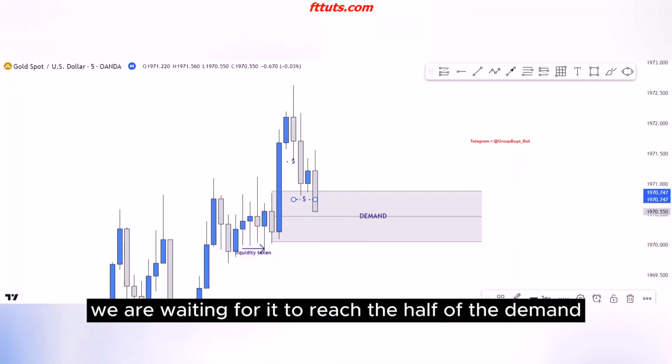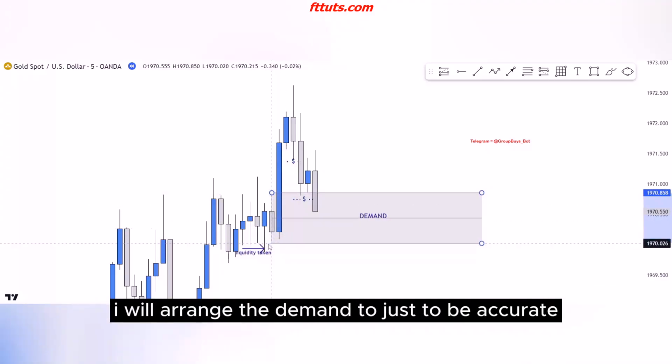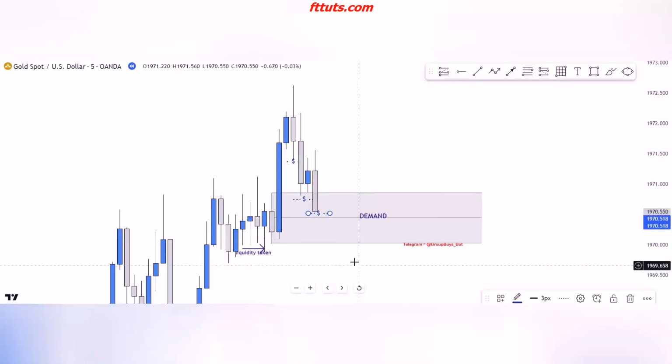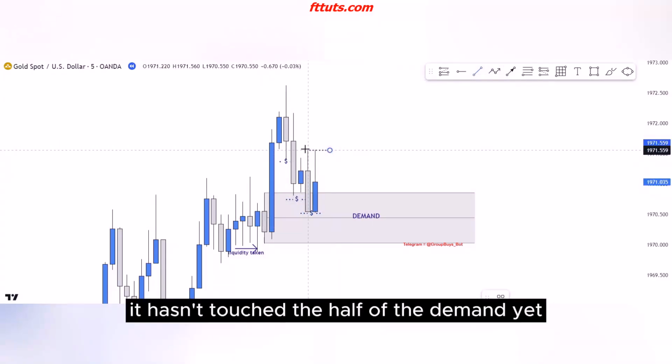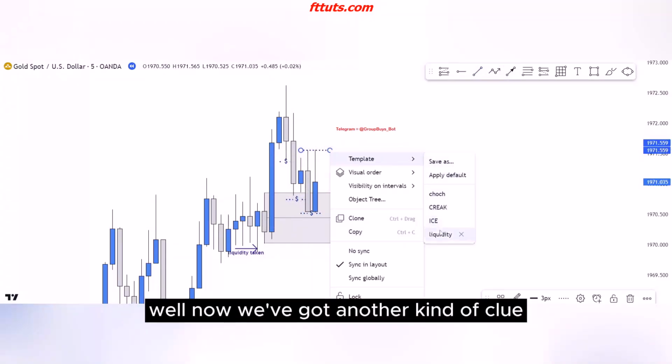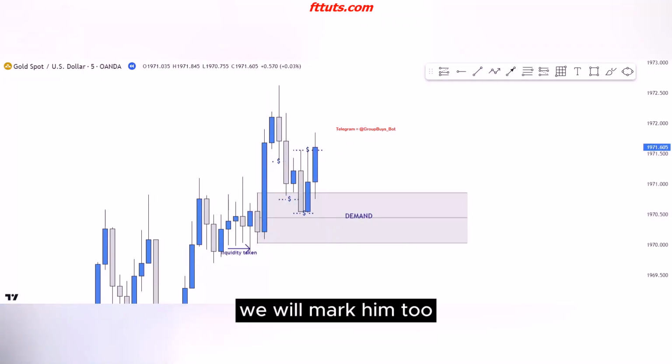You remember that we are waiting for it to reach the half of the demand, right? Wait a minute, I will arrange the demand just to be accurate. Okay, yes, that's liquidity too. It hasn't touched the half of the demand yet. Well, now we've got another kind of clue. Double top was also created above it. We will mark it too.